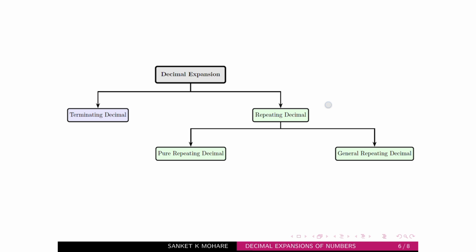Till now we have discussed decimal expansion of rational number p by q. Decimal expansion is basically divided in two forms, either terminating decimal or repeating decimal. Repeating decimal means, for example, 0.23 bar. Here the block of digits 2 and 3 is repeating. And terminating, for example, 0.25. This is a terminating decimal expansion.